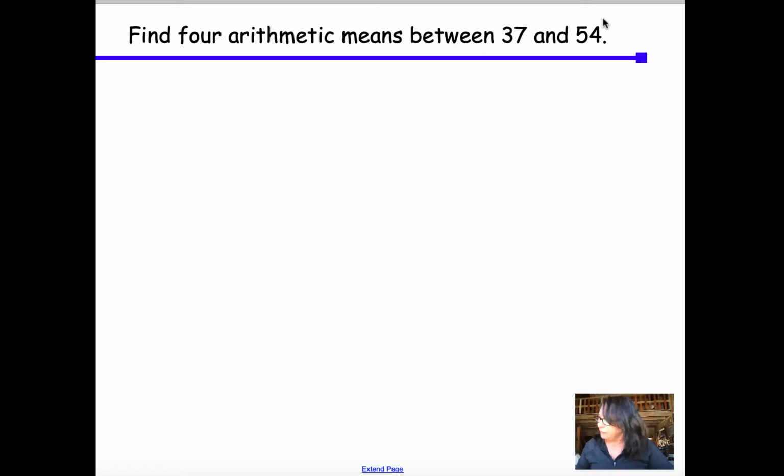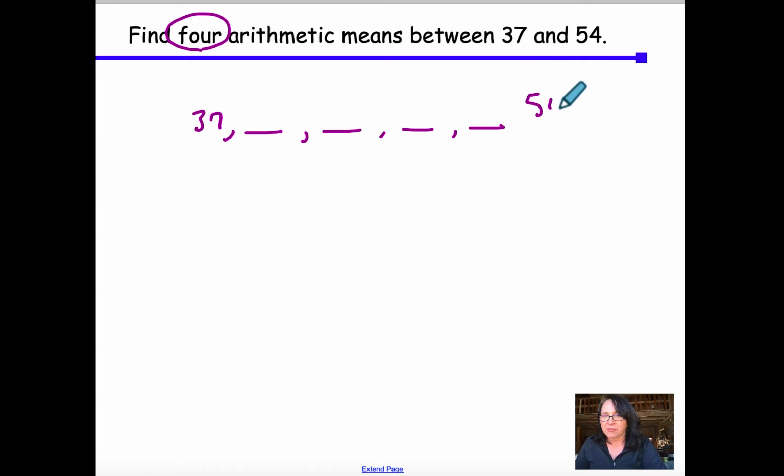So we're going to start off finding four arithmetic means between 37 and 54. So what you're going to start off doing is you're basically going to start with the number 37, and then you're going to say they want four arithmetic. Arithmetic meaning we're going to use the arithmetic sequence formula. So we have four in between. So comma 1, 2, 3, 4. And then we have the number 54.